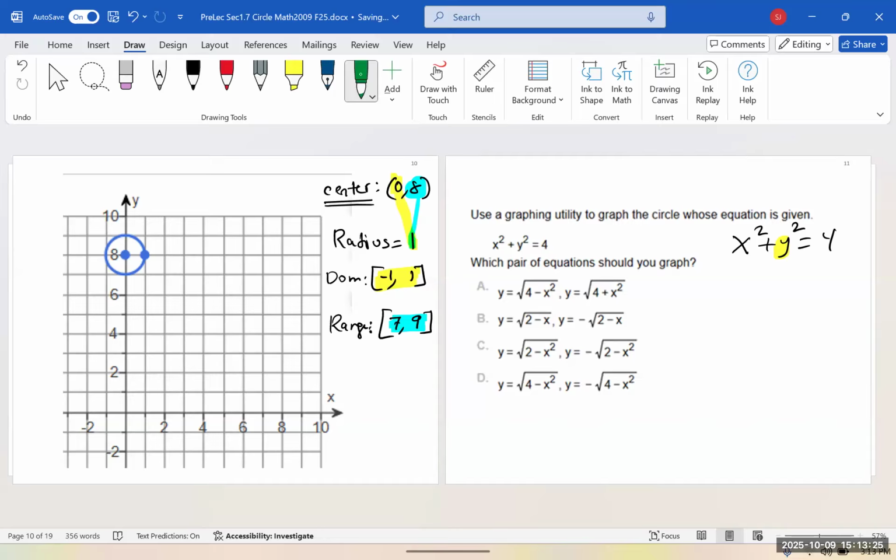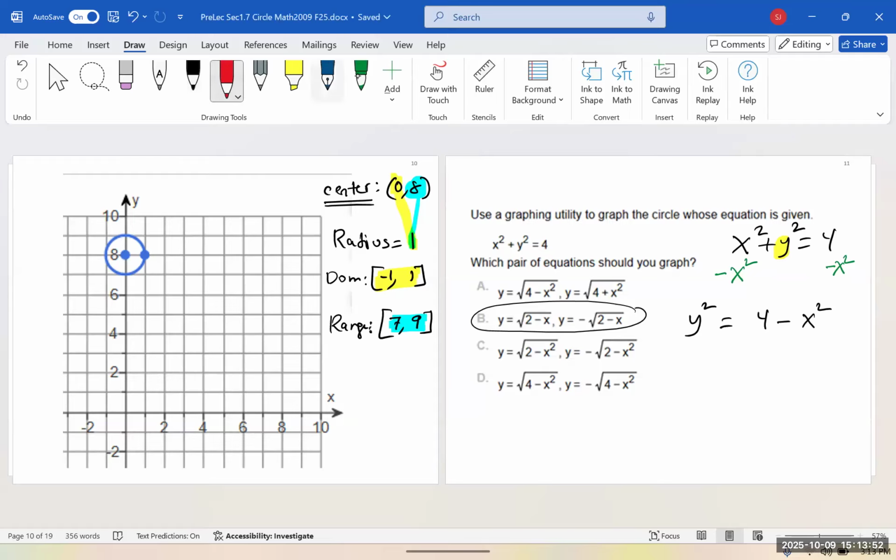So what do you do? Do you add x squared or do you subtract x squared? Subtract. So you subtract x squared from both sides. We get y squared is 4 minus x squared. And then to get the y alone, what do you do?